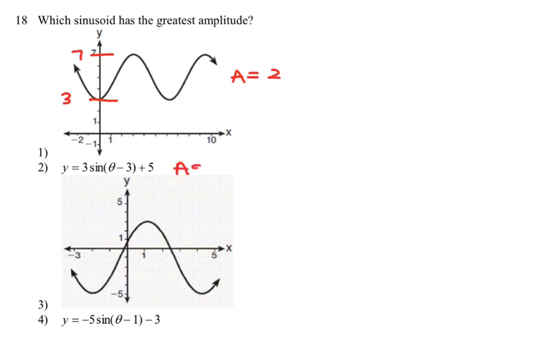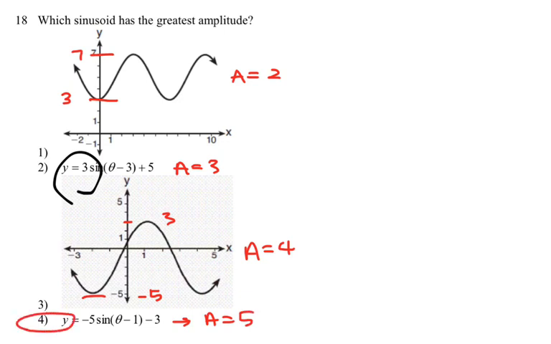Second one is amplitude is equal to 3 because we can see that from the equation. Third one is coming from negative 5 all the way to 3, so difference is 8. And when you divide that by 2, we get 4 being our amplitude. And the last one is amplitude is equal to 5. Even though it says negative 5, amplitude is the absolute value of that.